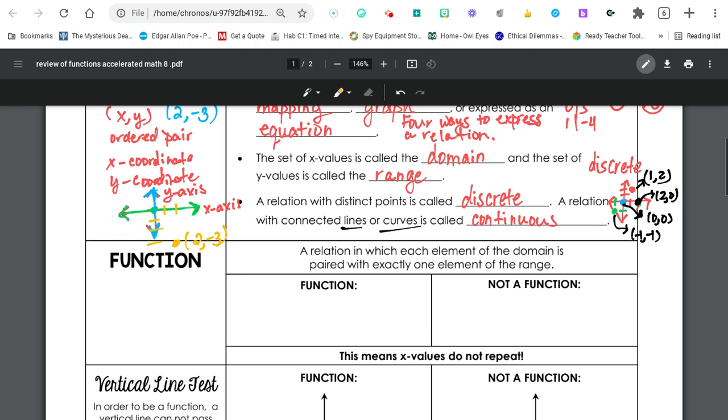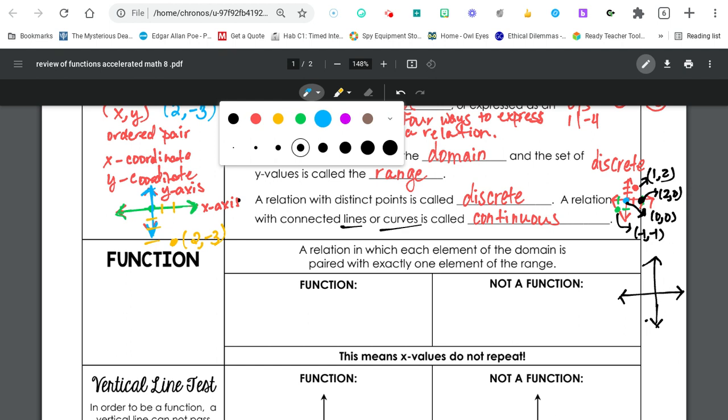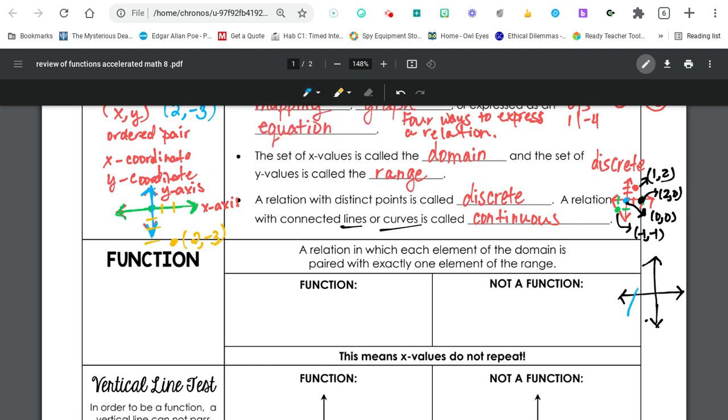So let me give you an example of what a continuous graph looks like. And I will do it in, I don't know, we'll do it in this color. This is a continuous graph. You got curves in it. That's continuous. Could be a straight line. Yeah, a straight line is continuous too. You can't name all of the ordered pairs, so it's continuous.